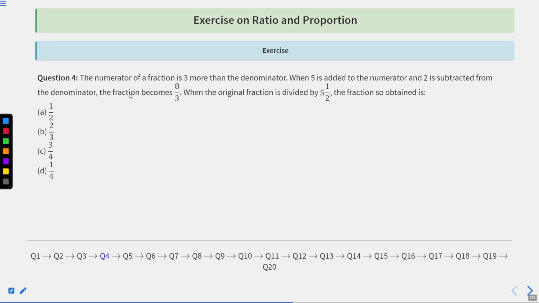The numerator of a fraction is 3 more than the denominator. When 5 is added to the numerator and 2 is subtracted from the denominator, the fraction becomes 8/3. And when the original fraction is divided by 5 1/2, the fraction so obtained is?